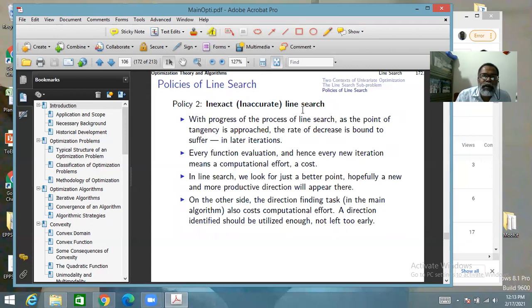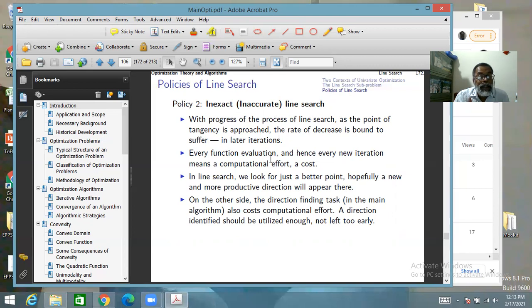Okay. So with progress of the process of the line search, as the point of tangency is approached, the rate of decrease is bound to suffer. And that means next iterations would produce very little improvement. And that wastage of computational cost we want to save in inexact line search. So this is one thing.